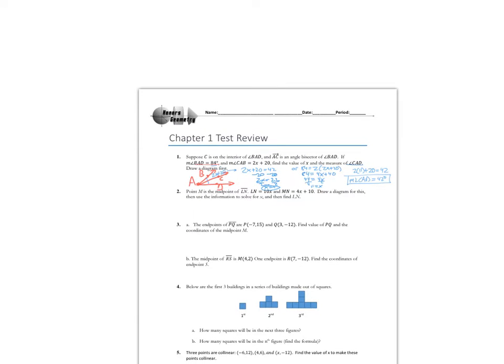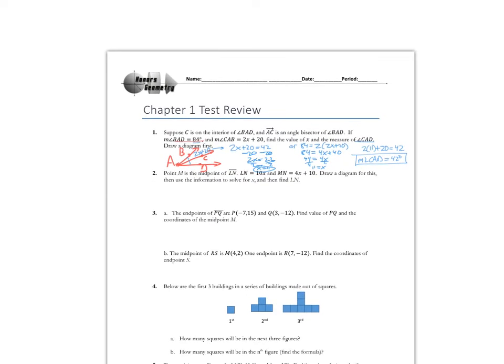Number 2 here, we got point M as the midpoint of LN. So we're going to want to draw a diagram of this. So we've got a line. I'll draw a little line for us here. There's a line. And this is L, and it's a line segment. Remember, when there's no bars on it, that means line segment. So L, N. All right? And then we've got a midpoint here, M. Okay? So this is a midpoint. I'm going to put these marks showing that that's exactly in the middle.